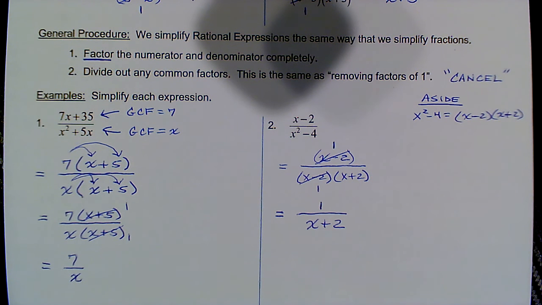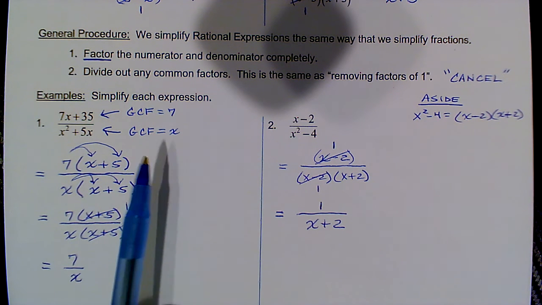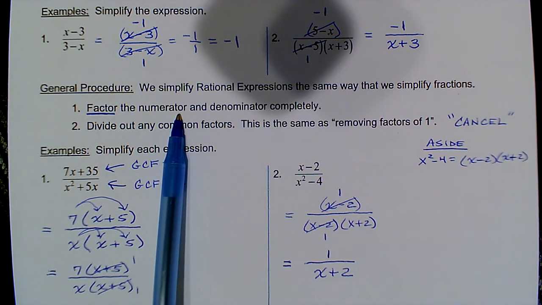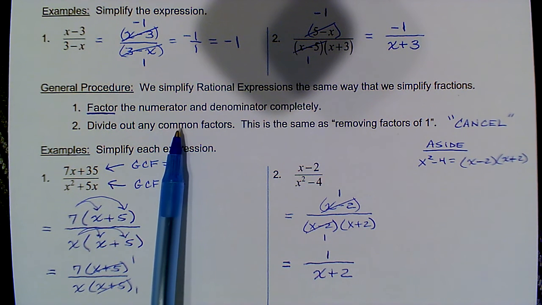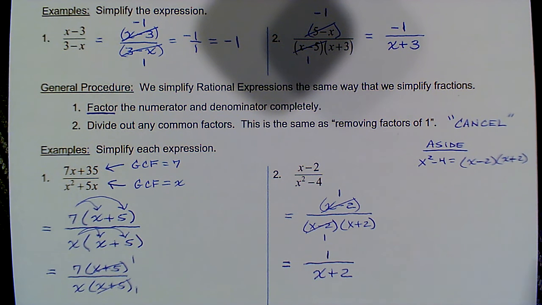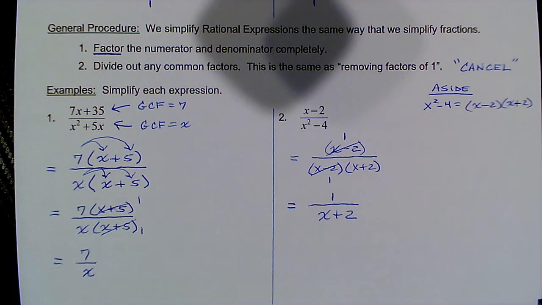We left off with reducing, or simplifying, rational expressions, where the general procedure once again is to factor the numerator and denominators completely, and then divide out the common factors. And you can use different terminology for that. So we saw one example with the greatest common factor in both numerator and denominator, and then another one where the denominator factored as the difference between two perfect squares.